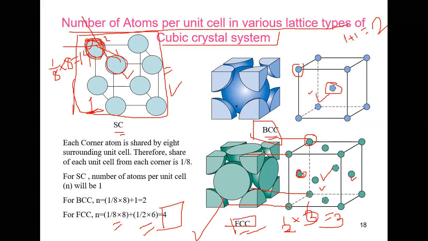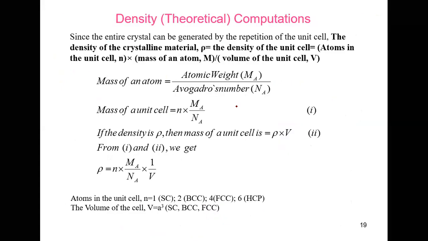Immediate effect of these will be on the density. Density of the material will be different. So now we're going to find out the relationship between density and these lattice parameters. As you know, we can define the mass of an atom as atomic weight divided by Avogadro's number. If you divide Ma by Na, it will be the mass of a single atom.